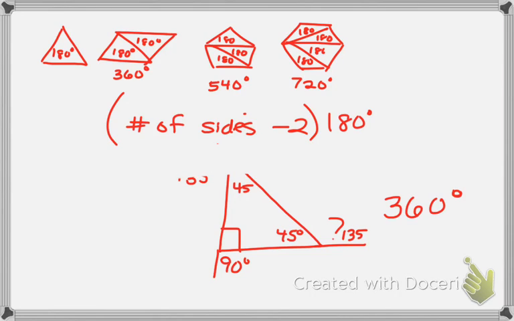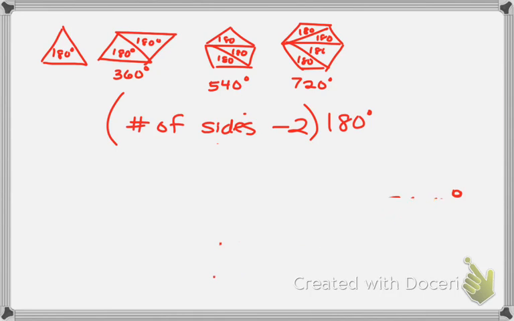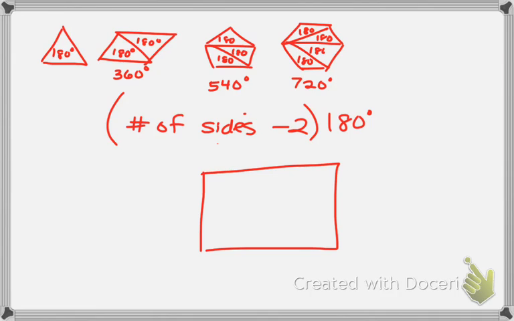Okay, let's look at a rectangle. That one's easy to work with. What are the interior angles of a rectangle? 90. They're all 90. So what would be the four exterior angles? 90. If there's four 90s, what's 4 times 90? 360. That's interesting.